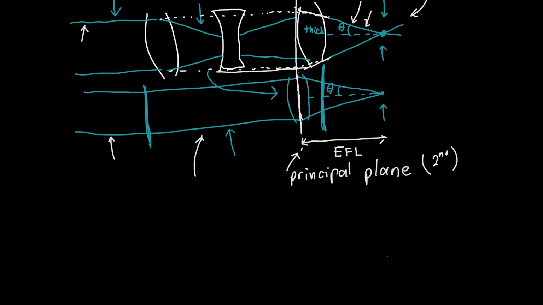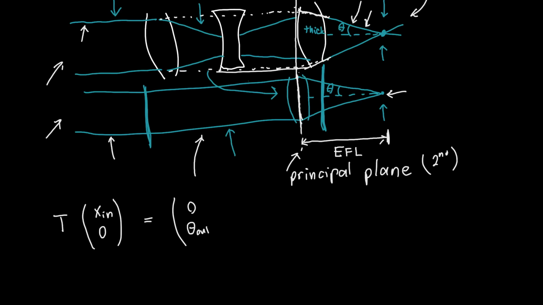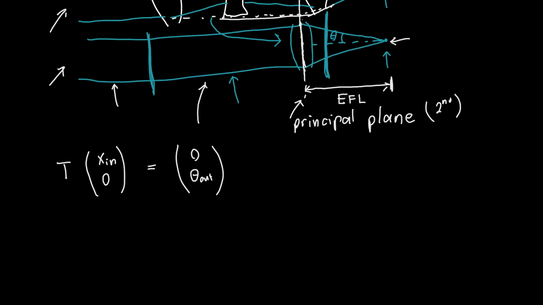Well, what we're trying to say is that when we send in an input ray of some height, so its vector is x in, 0, and we act on it with the transfer matrix, both of this top system and the bottom system, we get the same thing at this effective focal length, or at this focal point. And we get the vector 0 and then some angle theta out. We don't know what it is. We don't really care.